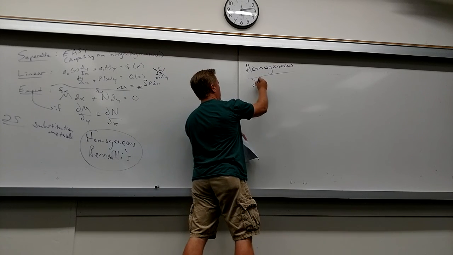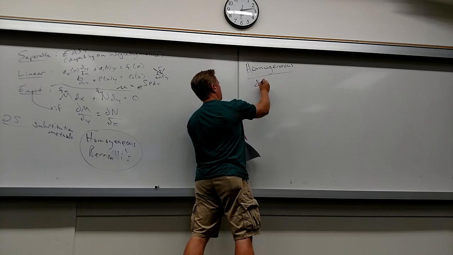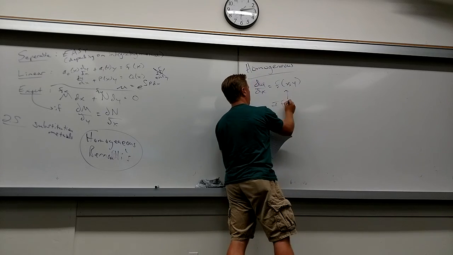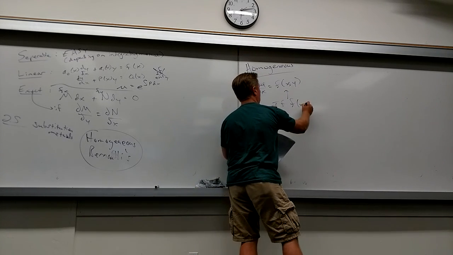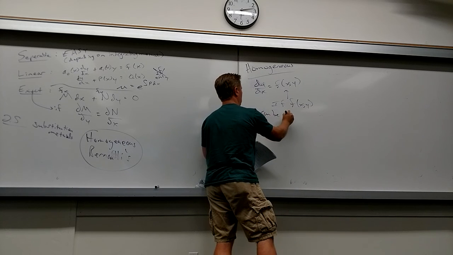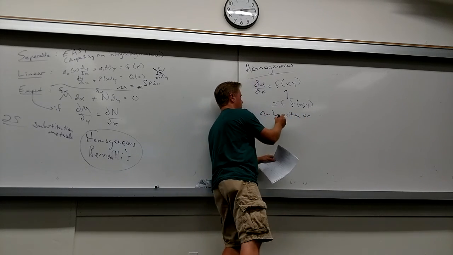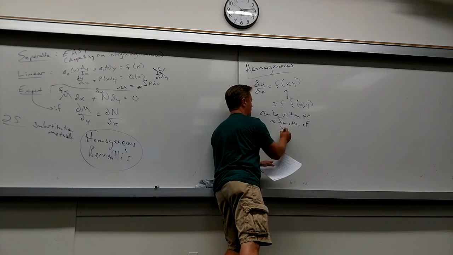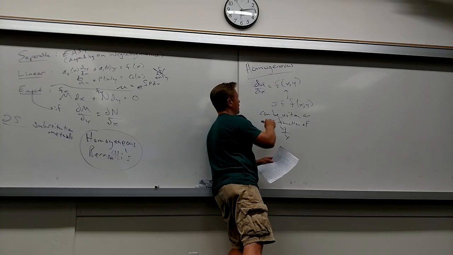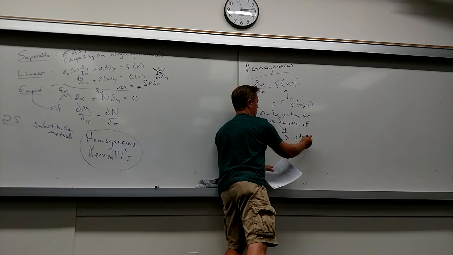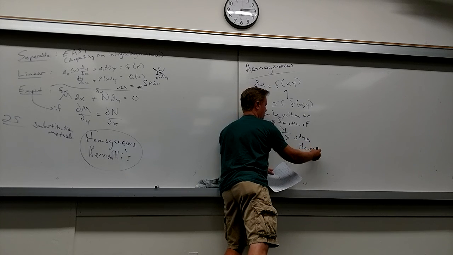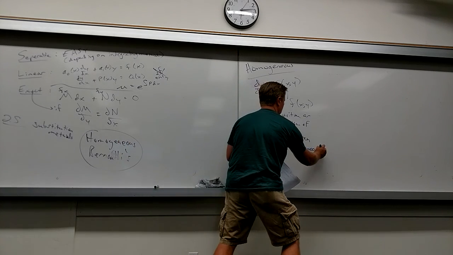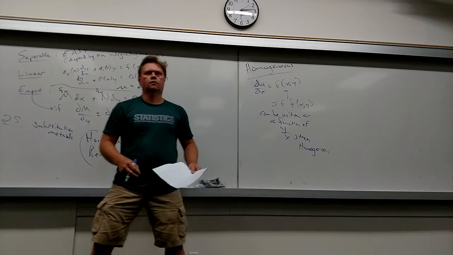Basically, if f of x, y can be written as a function of y over x, then it's homogeneous. We'll call it homog. Okay. So let's see an example of this.